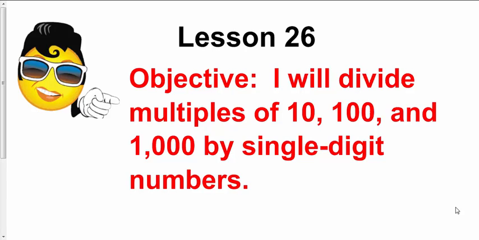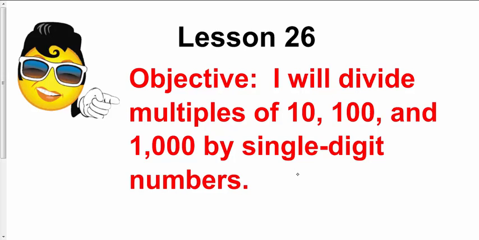Lesson 26, I will divide multiples of 10, 100, and 1000 by single digit numbers. So we're going to take a shift here away from what we have been learning about multiples and factors and prime and composite. And we're going to look back at division. And when it says multiples of 10, 100, and 1000, it means any number that if you counted by 10 or 100 or 1000, you would get to.